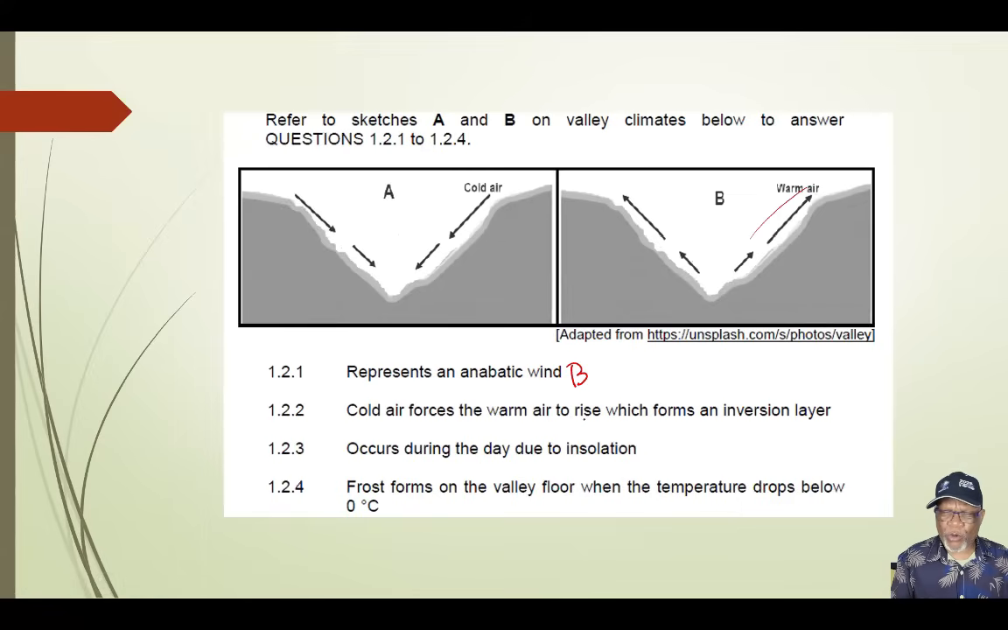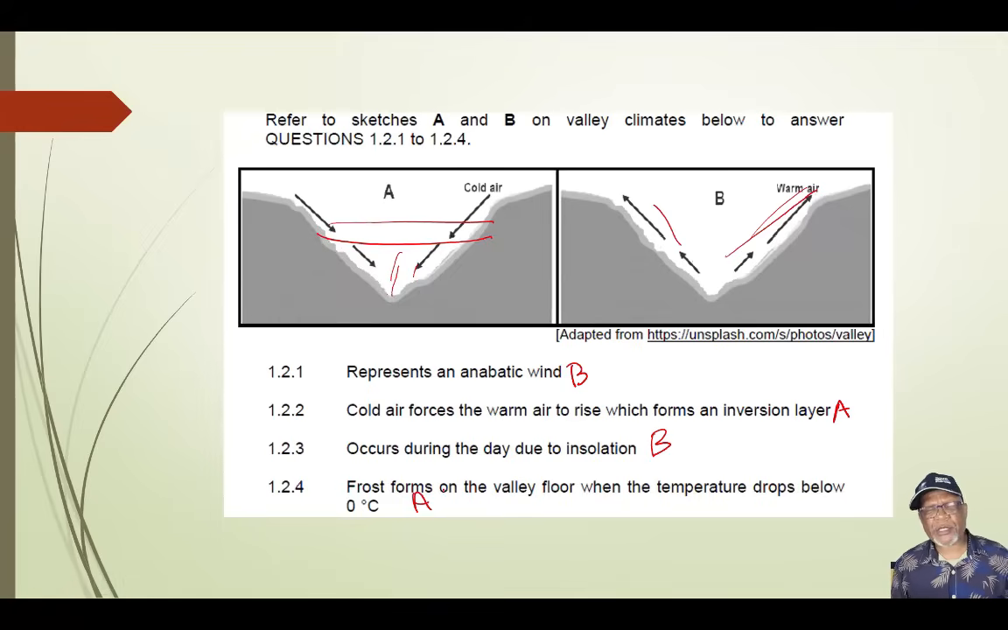Cold air forces the warm air to rise, which forms an inversion layer. The inversion layer is going to be formed when the cold air that comes here forces the warm air to rise, which is going to be at A. What occurs during the day due to insolation is B. Frost forms on the valley floor when the temperature drops below freezing point, which is at A.